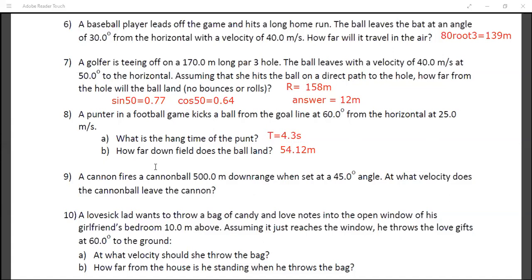Yes, Satakshi, tell me. Sir, even I took g as 10, I got 3.6. Okay, you got 3.6 if you're taking g value as 10, for the first one, time. Okay, no problem. And if you take 9.8, you will get 4.3.